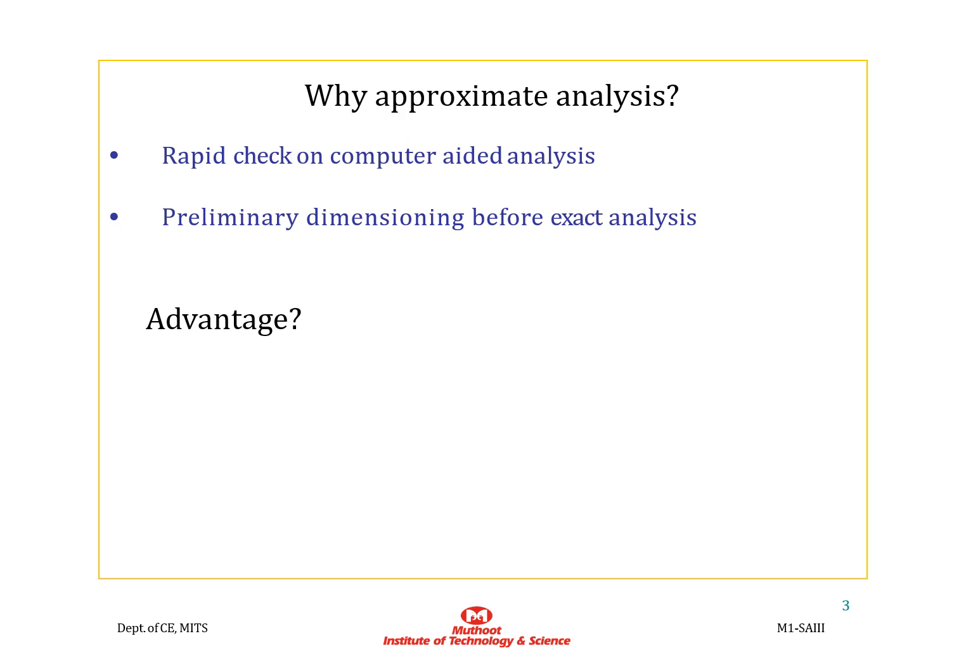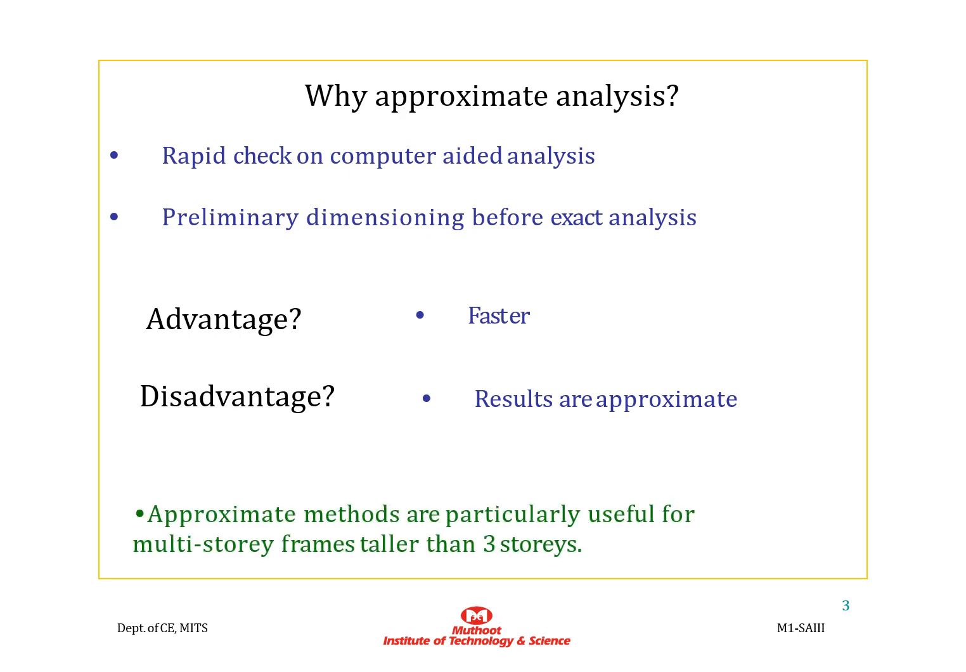Then what is the advantage of using this approximate method? We can get a faster solution. We'll get a quick solution for multi-story buildings. Then what is the disadvantage of this method? That is already mentioned: the results are approximate, not an exact solution. Approximate methods are particularly useful for multi-story buildings taller than 3 stories.